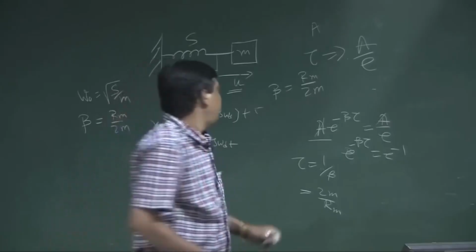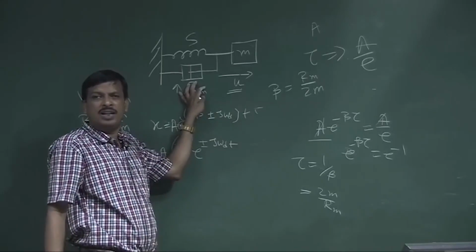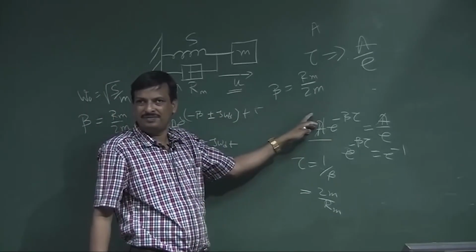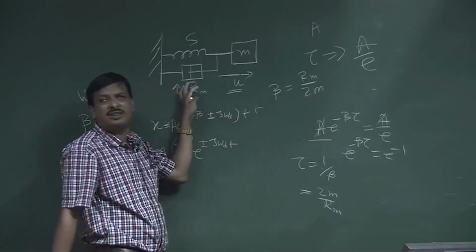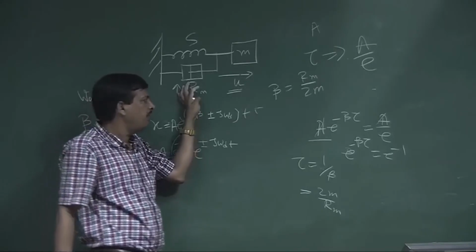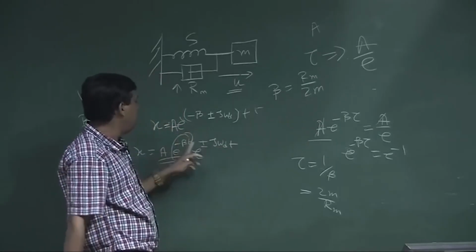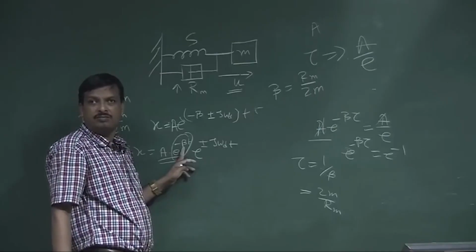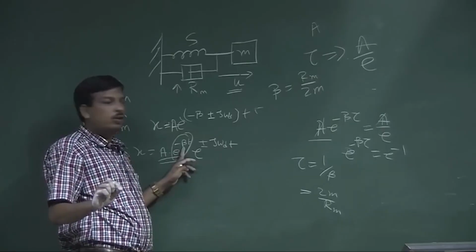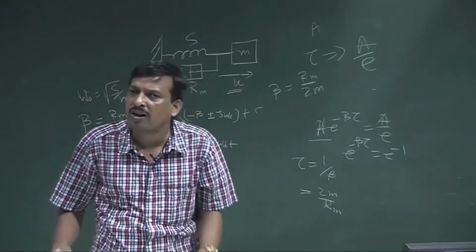Now think about it: if the mechanical resistance increases, tau will decrease. That means if my suspension system is very good, then the amplitude will be reduced very quickly. If my suspension system is not that good, it requires time to reduce the amplitude. So, depending on the value of beta, which is Rm by 2m, in e to the power minus beta t, if the beta value is very large, it decreases quickly; if the beta value is very small, it requires time to decrease the amplitude.